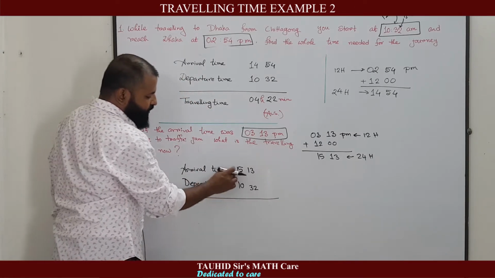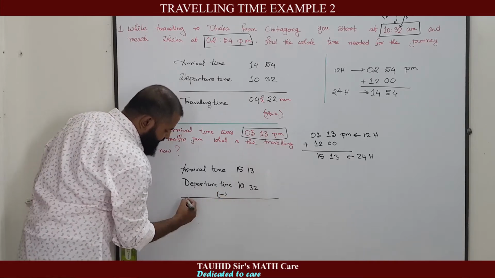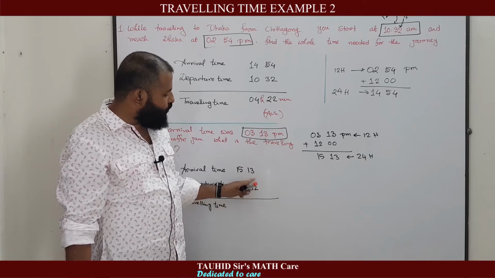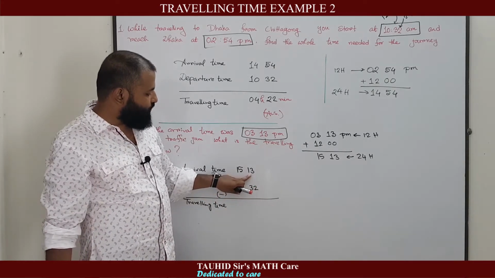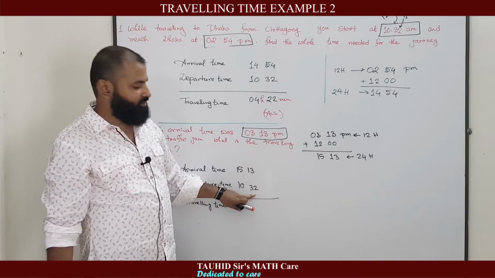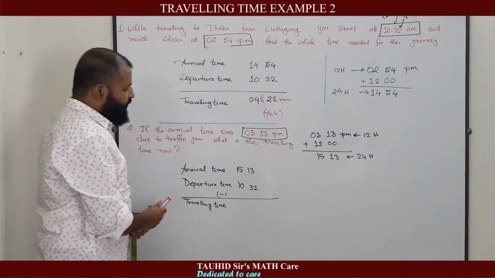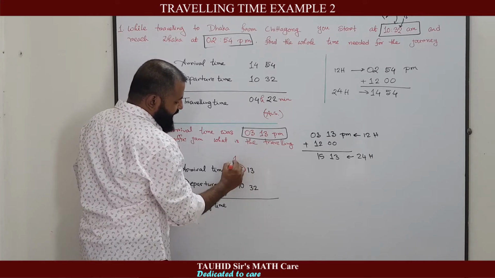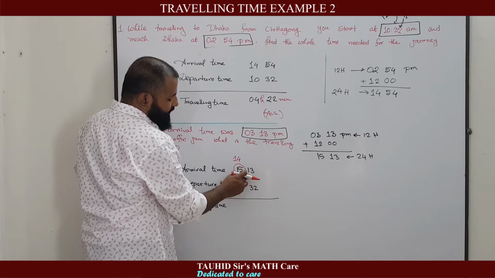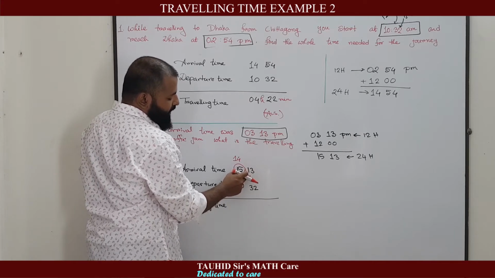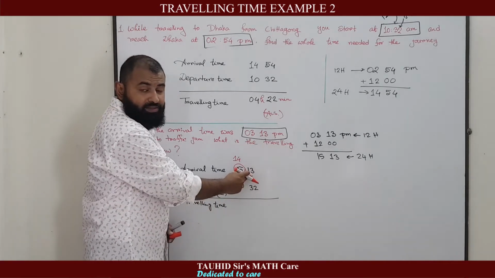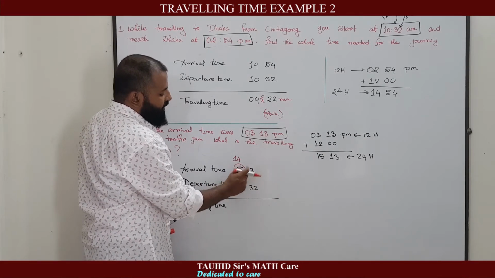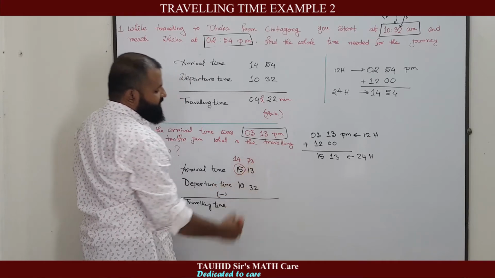If we subtract this from this, we will get our traveling time. Here we got a problem. How can we subtract 32 from 13? This is smaller and this is greater. So what to do here? We will borrow an hour from here. If we borrow an hour from here, it becomes 14. And we add that hour to this. 1 hour means 60 minutes. We will add 60 minutes with 13. That means it becomes 73.